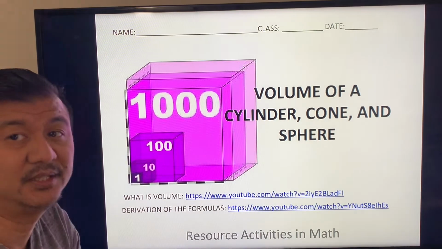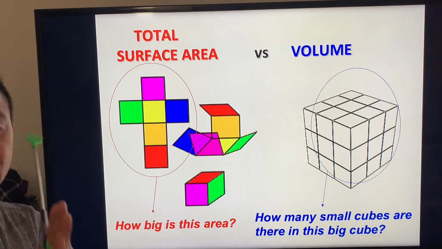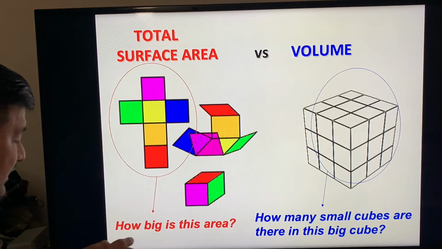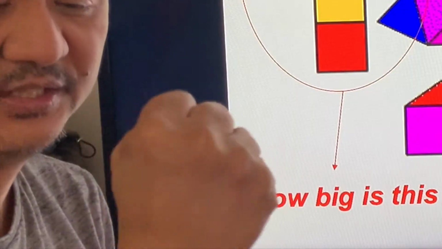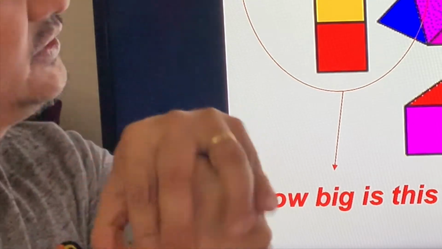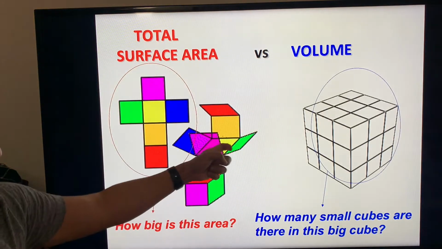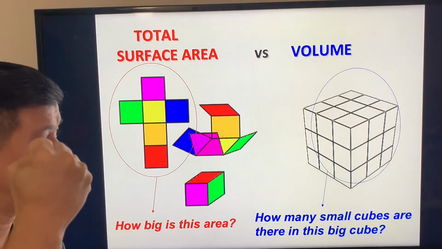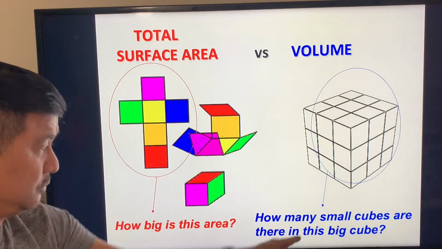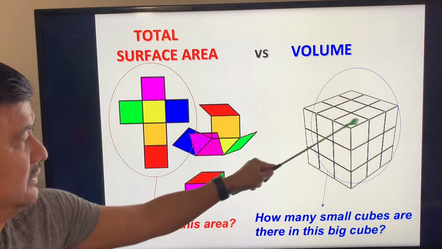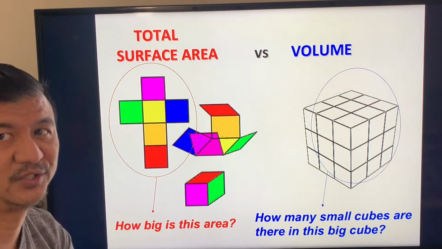Volume of a cylinder, a cone, and a sphere. We distinguish between a surface area and a volume. We know the surface area is simply the outside. Look at my fist. This is the volume. The outside is the surface area. Surface area is just the outside that covers the solid figure. But we want to know the exact size of this, and we use cubes to measure it. How many small cubes are there in this big cube? That's what we call volume.